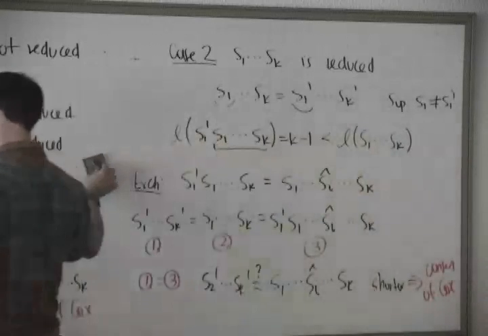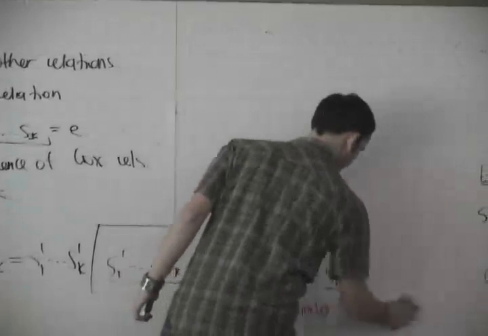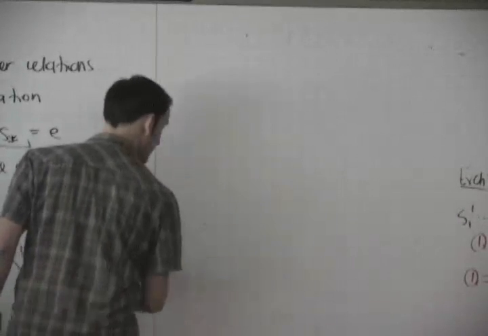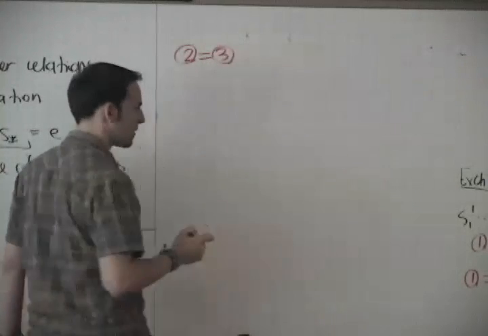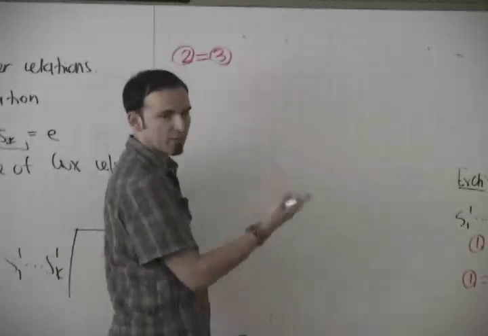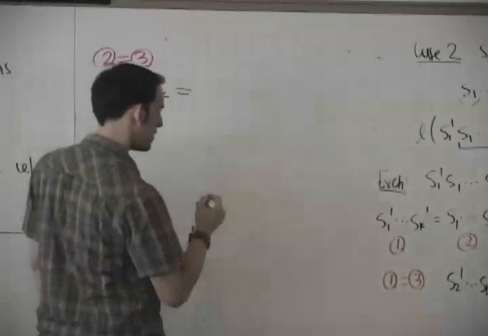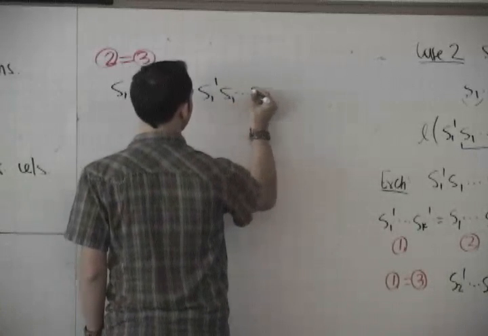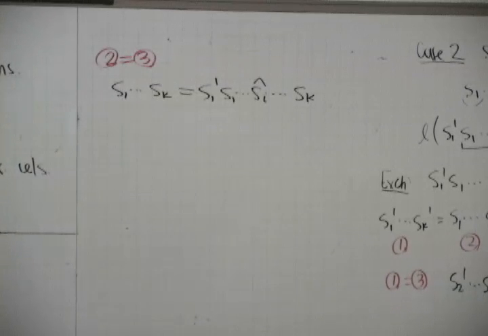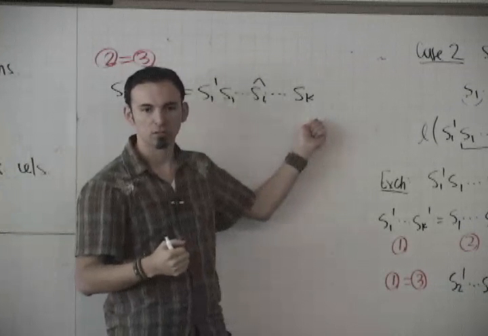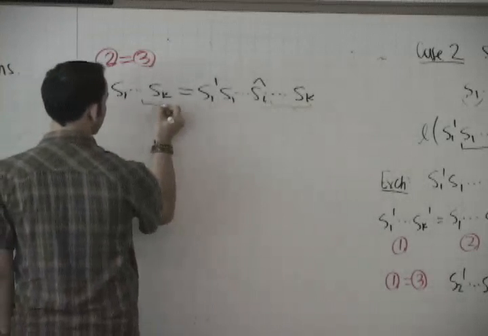Okay. Let's go over here. So now let's prove that 2 is equal to 3 is a consequence of Coxeter relations. Well, what we have to do is just hope that this is a shorter thing also. So 2 equals 3 says S1 dot dot dot up to Sk equals S1 prime S1 dot dot dot Si dot dot dot Sk. Is this shorter? The way I have written it, this has k terms, this has k terms. But I can shorten it, right? I can shorten it because these guys are the last ones that appear here.